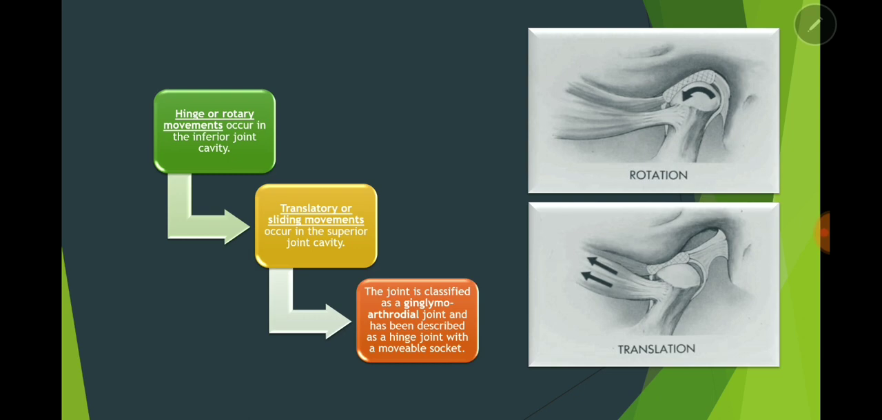So here, the condyle has two movements. You have rotation, which is also called hinge. When you say the condyle is hinging, or the condyle is rotating, it's the same. So hinge or rotary movement occurs in the inferior joint cavity.